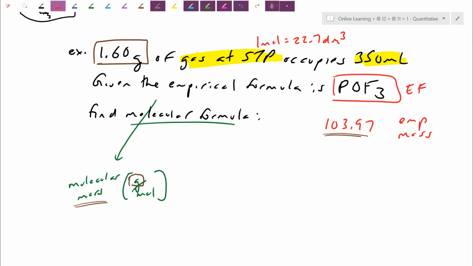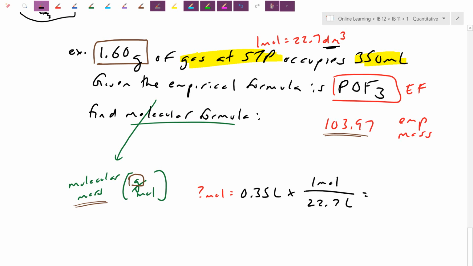So what I'm saying here is I can try to do my best and actually get grams on top, moles on bottom. Let's first find moles. I have 350 milliliters. I'm going to convert that to liters right away because I know I want liters for my conversion. 0.35 liters. I know it's 22.7. You can even say liters in your conversion. 1 liter is a decimeter cube. 0.35 divided by 22.7 gives me 0.0154.